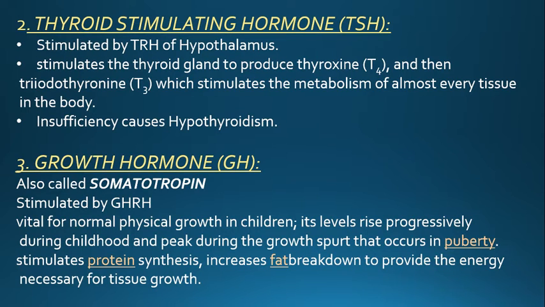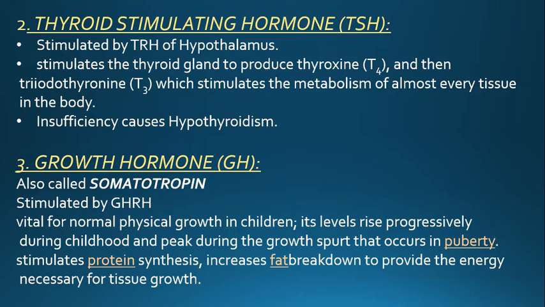Then there comes the growth hormone, which is also called somatotrophin. It is stimulated by growth hormone releasing hormone. Its vital role is during puberty and childhood, when it causes growth in children. Especially there is a growth spurt, that is a surge or peak of growth hormone release during puberty, which causes a sudden increase in growth of children.